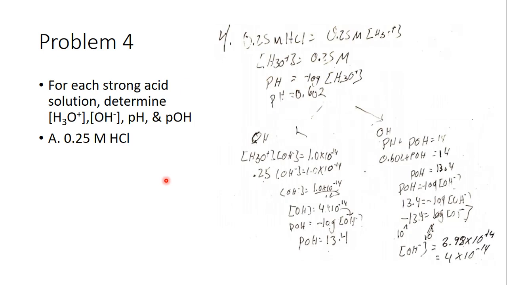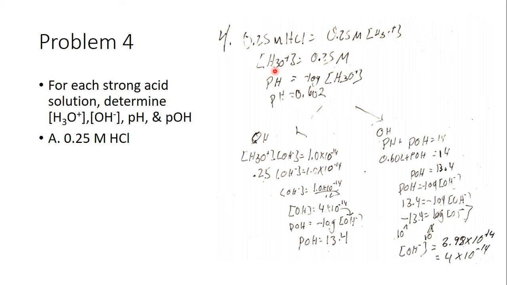Alright, and now we're going to strong acids. A strong acid is an acid that will dissociate 100%. So if I have 0.25 molar HCl, that means I'll have 0.25 molar H3O plus. Anytime you see a strong acid, it's giving off the hydrogen 100%. So I want to determine H3O plus concentration. That's easy. If I have 0.25 molar HCl, my hydronium concentration is 0.25 molar as well.